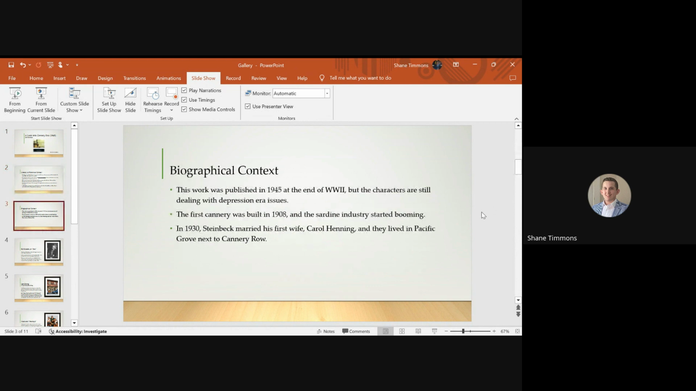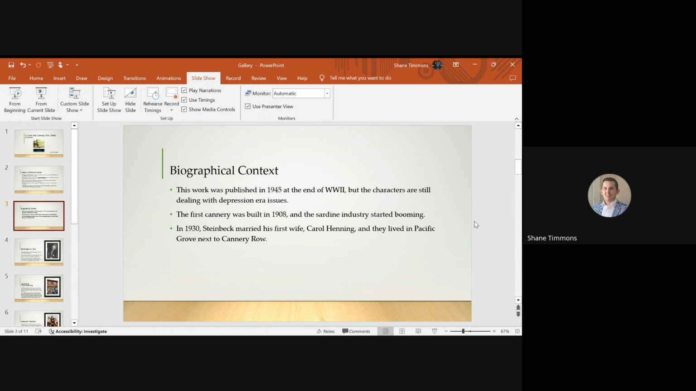Here's just a little bit of biographical information. This work was published in 45, at the end of World War II, but the characters in Cannery Row are actually dealing with Depression-era thoughts and struggles, because if I'm not badly mistaken, this is set in 38 or thereabouts.